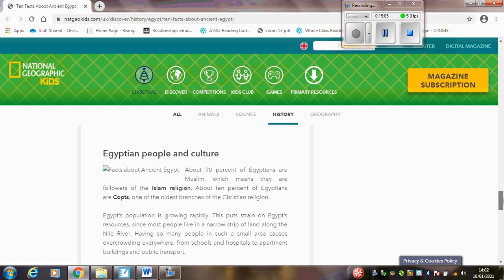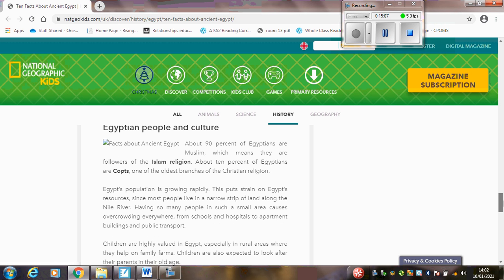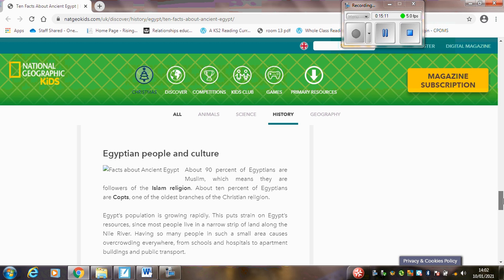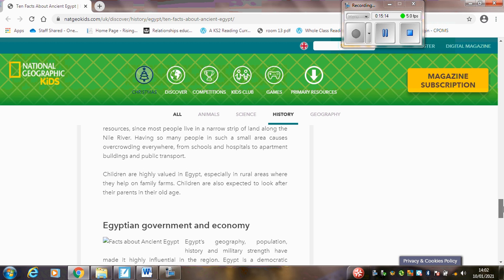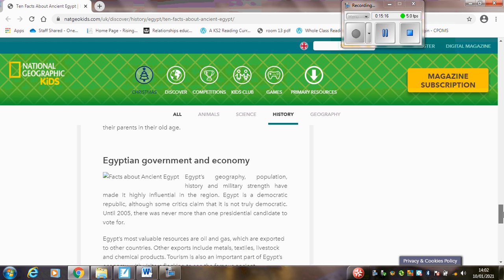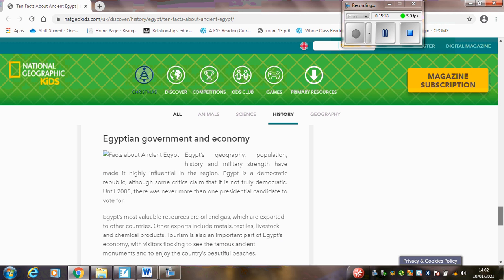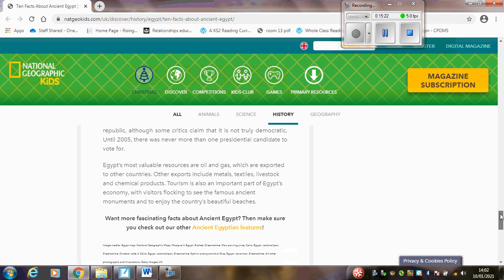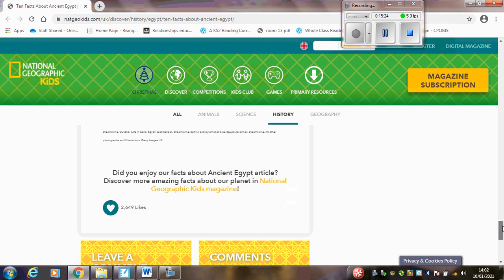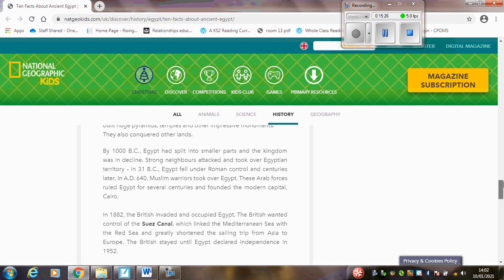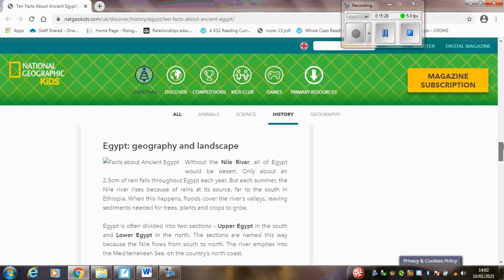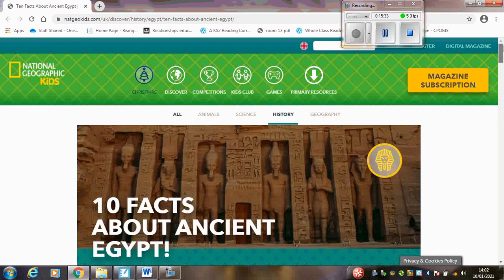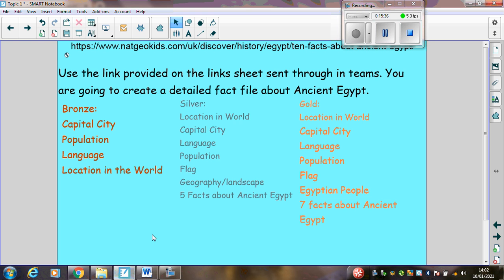And then this bit for gold, if you are doing gold, it's this bit for the human features, the Egyptian people and culture. So what kind of people live there. Maybe also do something about their economy and their government, because that is linked to human features when it comes to geography. And that's it. So that's a really, really detailed, useful website. I would suggest that you use that, because everything that you need to include in your fact file is on that page.